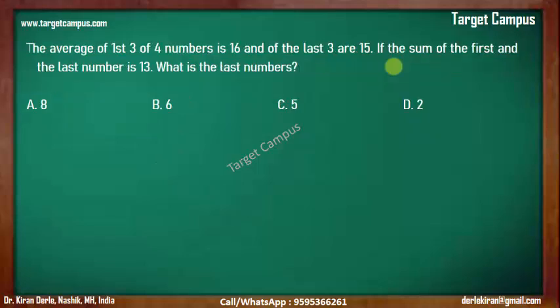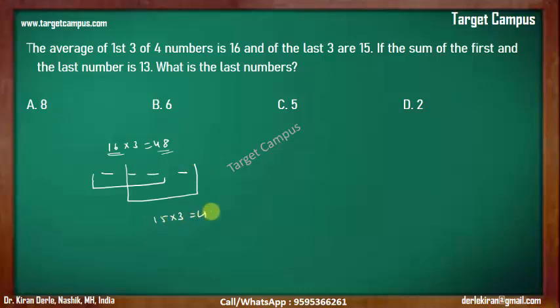Let's move ahead. The average of first 3 of 4 numbers is 16 and the last 3 is 15. So let's see. Average of first 3 numbers is 16, so 16 into 3 is 48. 48 is the total of first 3 of 4 numbers, right? So there is a fourth number also here. And the last 3 is 15, that means the total is 45, right?